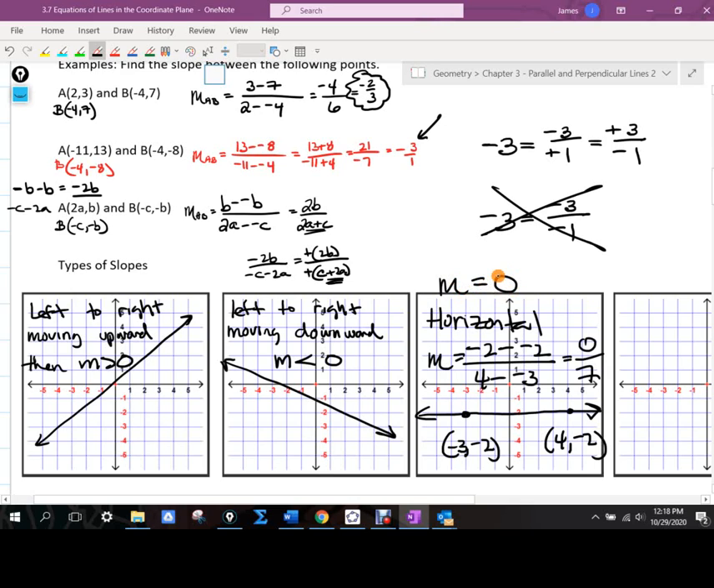Now, I'm not going to phrase that as no slope, okay? Because when we say no slope, people think it disappeared, that it doesn't exist, right? 0 is a slope. It's just there's no rise to it, okay? It's just all run.